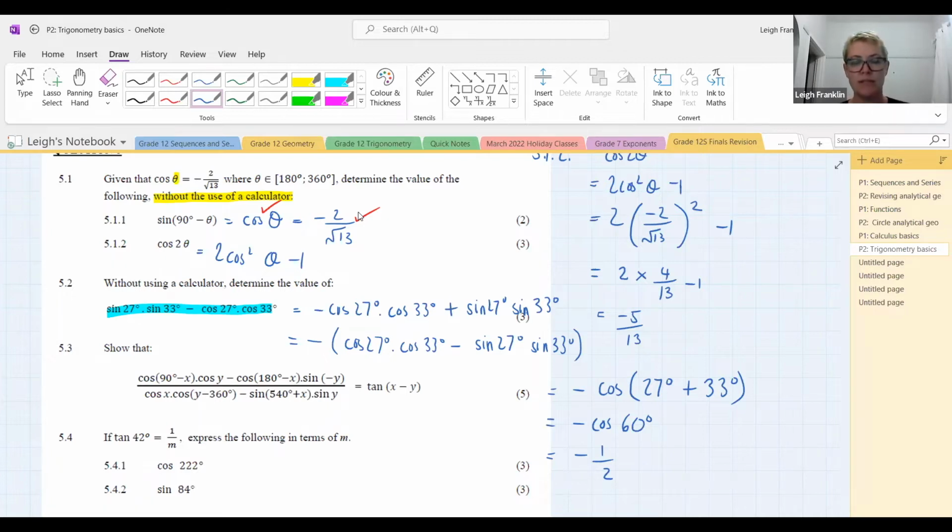Okay, so yeah, nice easy question there. All we had to do was factorize and then use our formula sheet for the cosine compound angle. Okay, let's have a look at the next question if we're all okay.